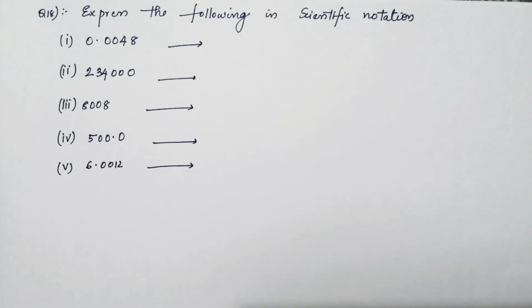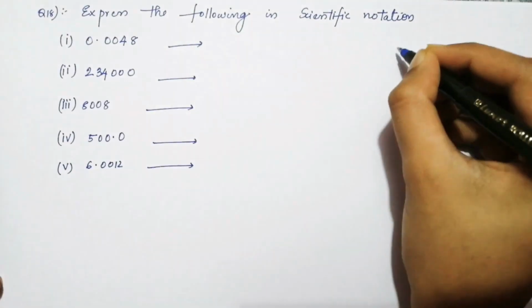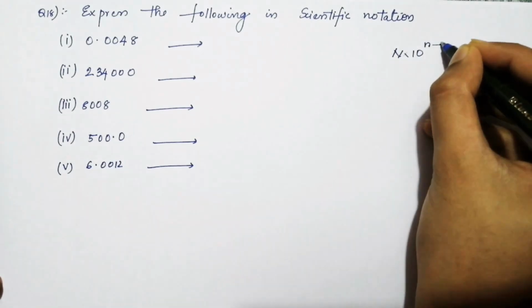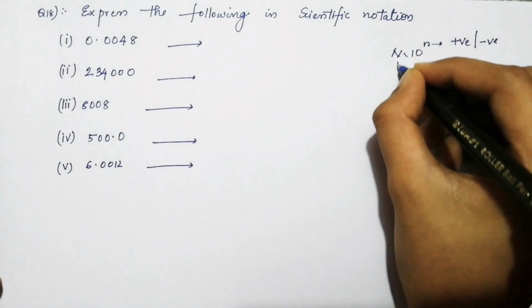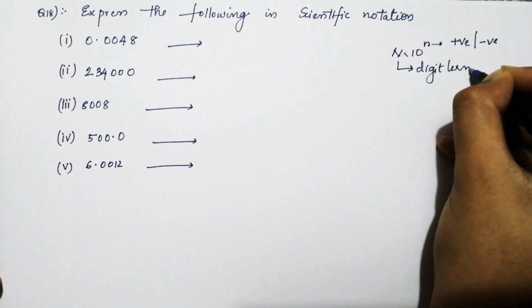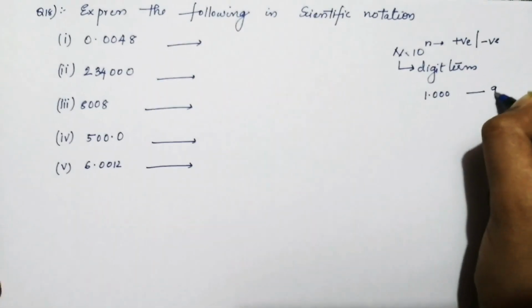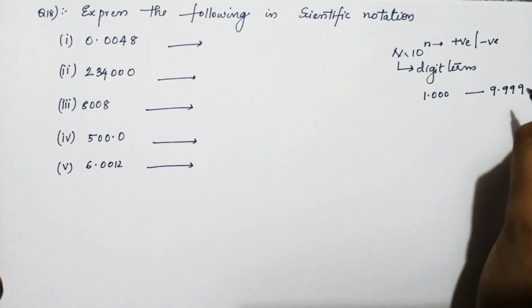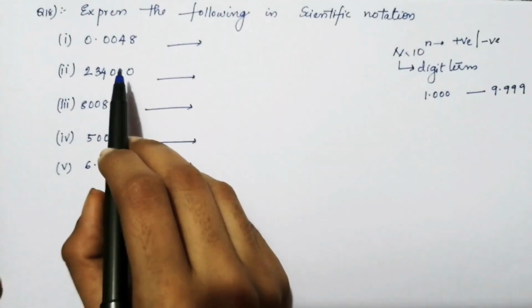So we have developed this idea of scientific notation, wherein we write these numbers in the form of N into 10 power n, where this exponent n can be both positive and negative. And this capital N, which is the digit term, has numbers between 1.000 and 9.999. So this is the idea of how we write a scientific notation. Now let us try solving these problems.